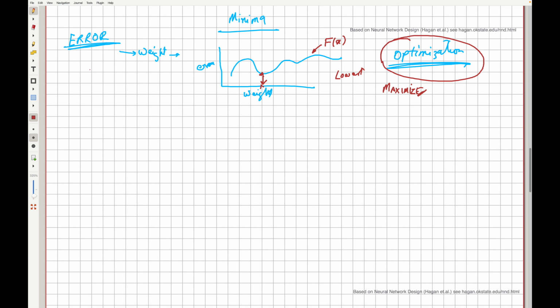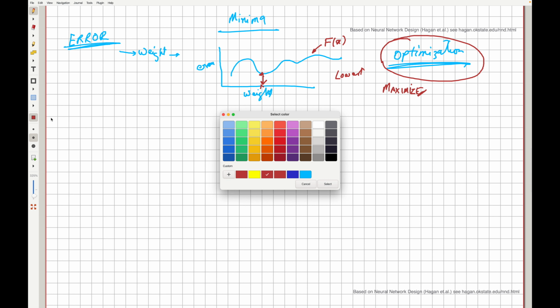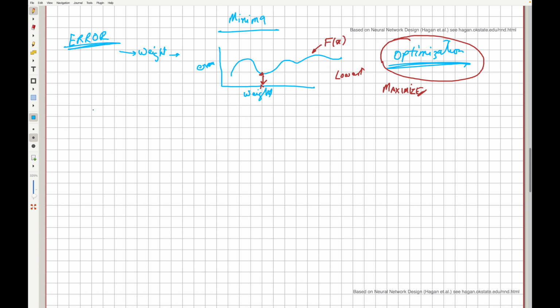Now, in finding these errors, there are different terminologies associated with it. One is called a strong minimum. Then we have a global minimum, and then we have a weak minimum, and then we have something called a saddle point. I'll explain each of these with examples.